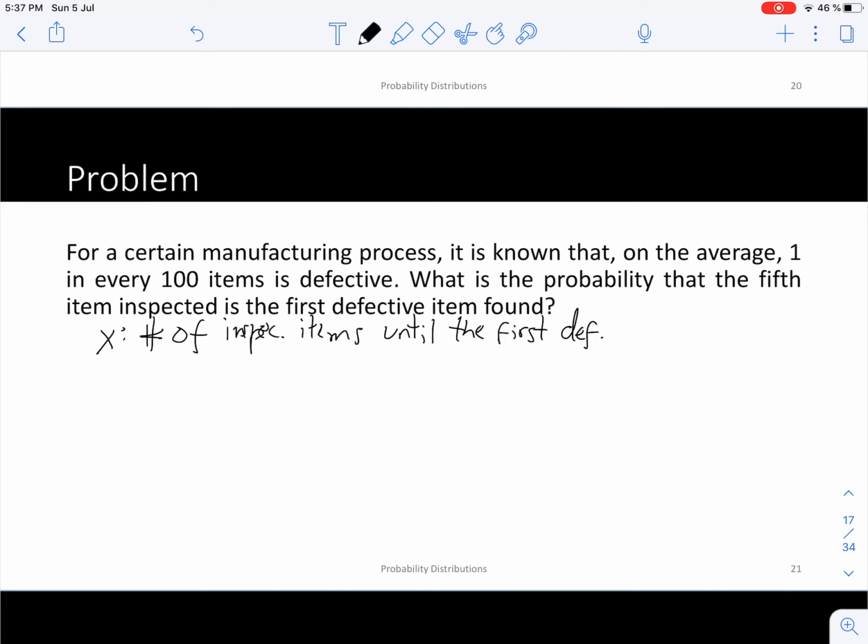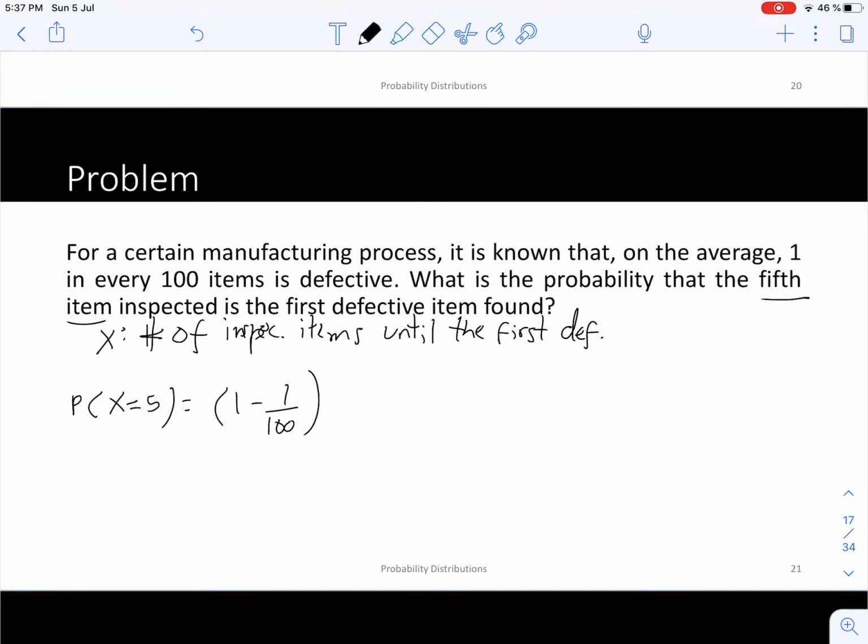Alright, so here we want to find the probability that x is equal to 5, right? That the first defective is found at the fifth inspected item, right? So that's x equal to 5. So the probability of success or the probability of finding a defect is 1 over 100. Therefore, the probability of a fail, it's the complement, right? 1 minus 1 over 100.